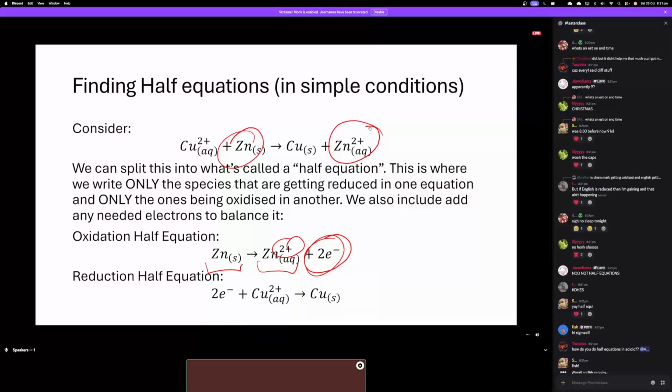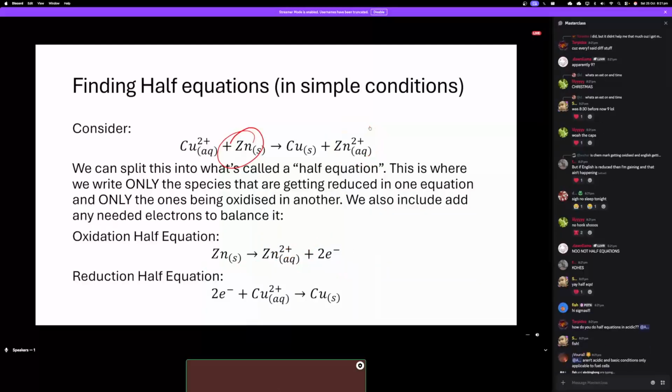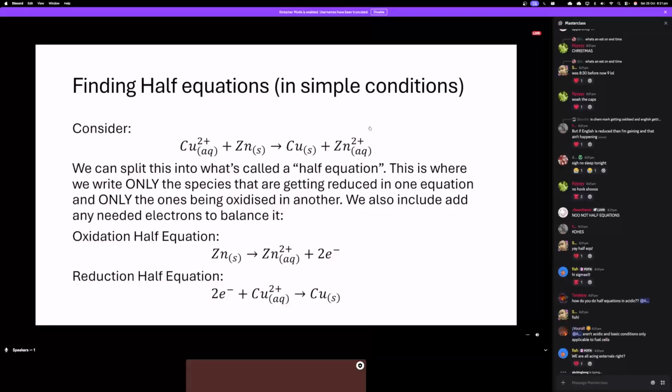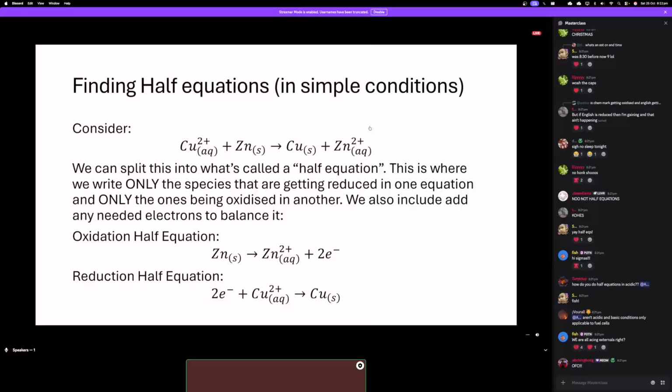How do you do half equations in acidic? We will get to that. Don't worry. Cool. They are in fuel cells. That's unit 4, fortunately.